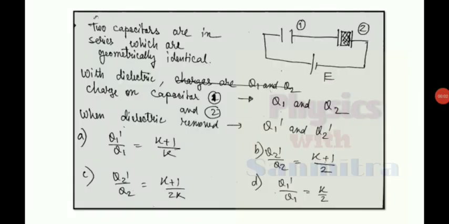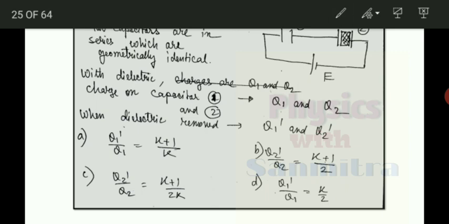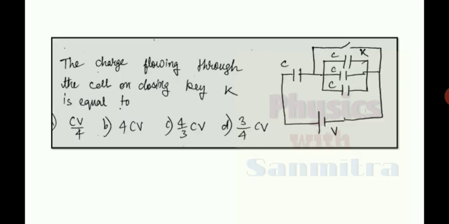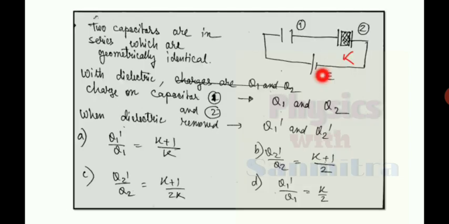Moving on to the next question. Two capacitors are in series which are geometrically identical. See, these are the capacitors and these are in series and geometrically identical, with a dielectric. The dielectric constant is not mentioned, so let me write it as K. The charge on capacitor 1 is Q1 and the charge on capacitor 2 is Q2.